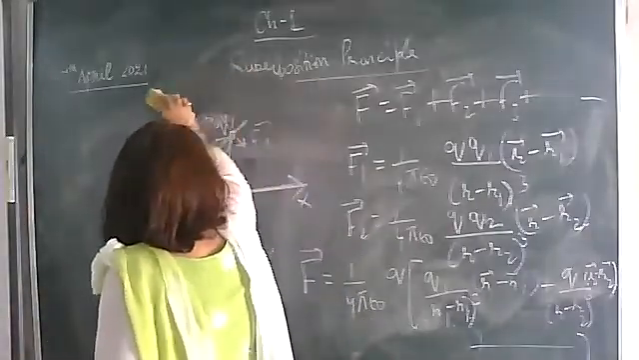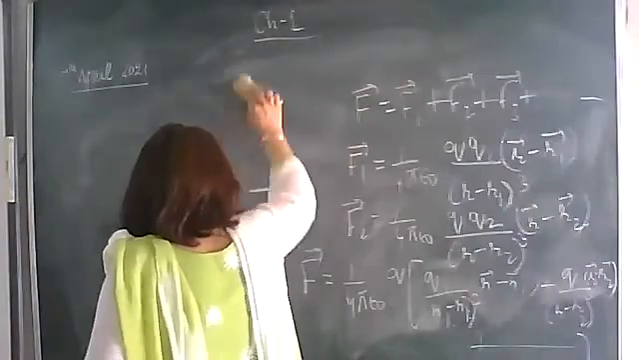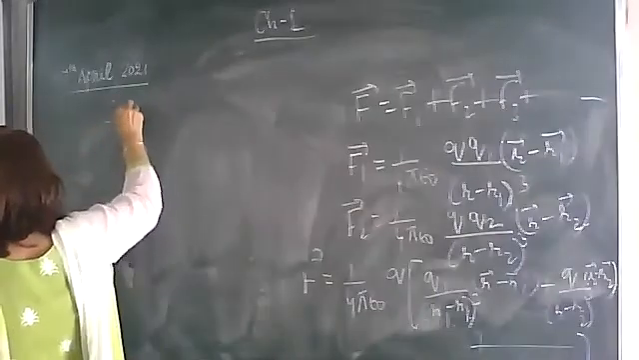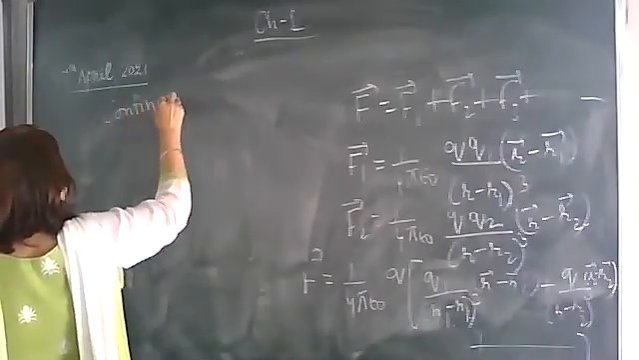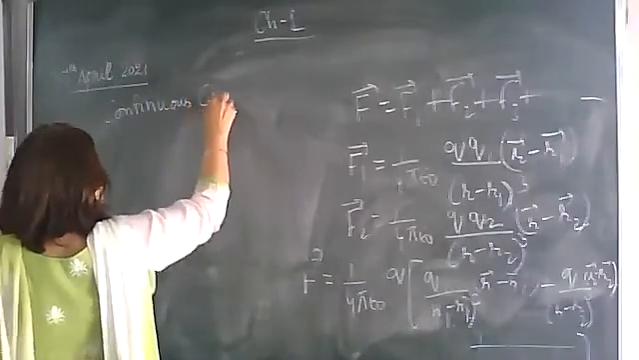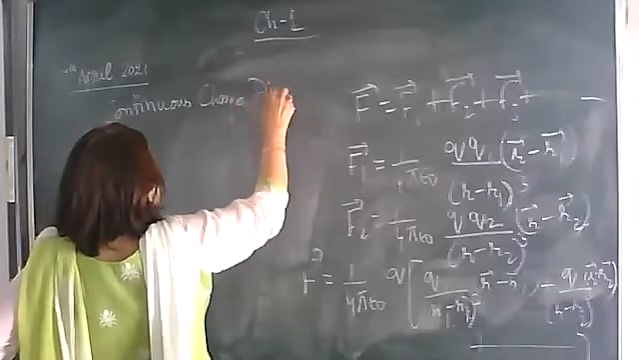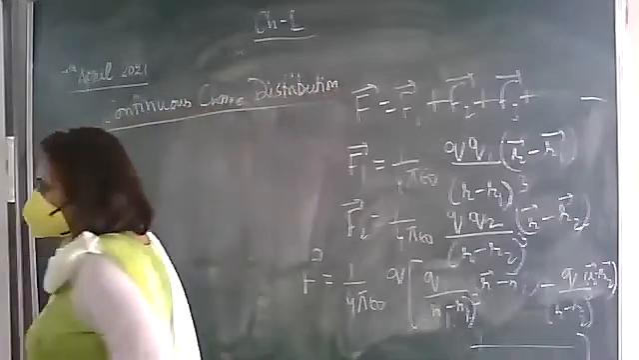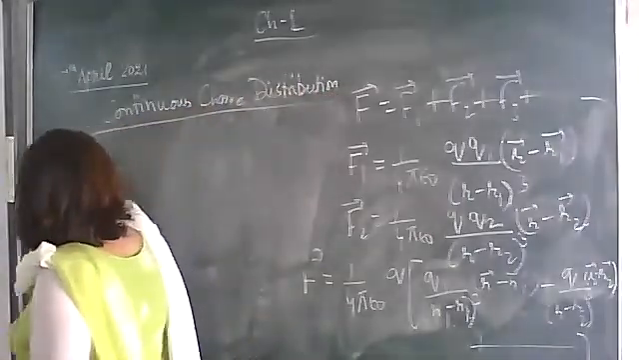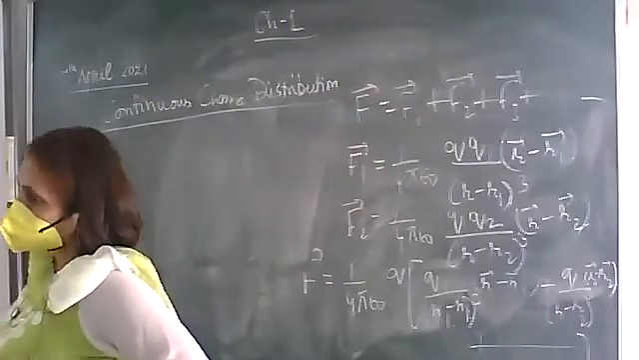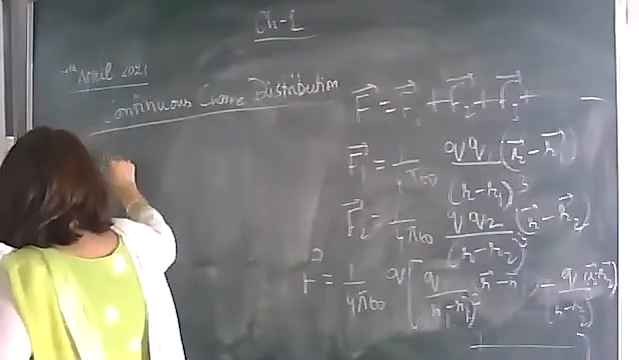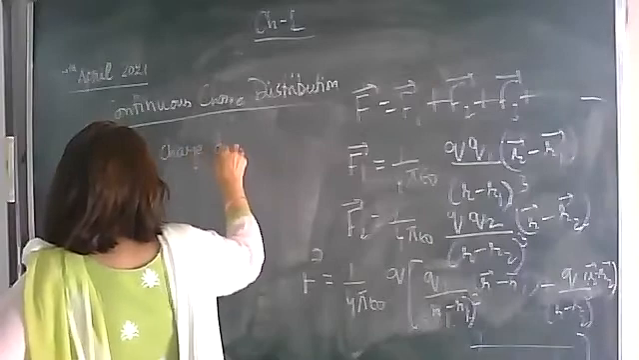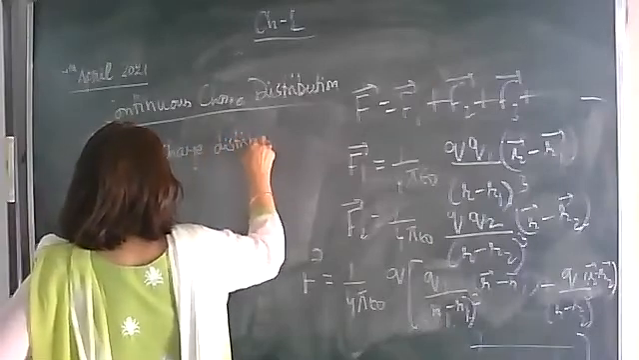Continuous charge distribution. Till now we were talking only about point charges. Now this charge is continuously distributed. Now if the charge is uniformly distributed along a line, such a charge distribution we call linear charge distribution.